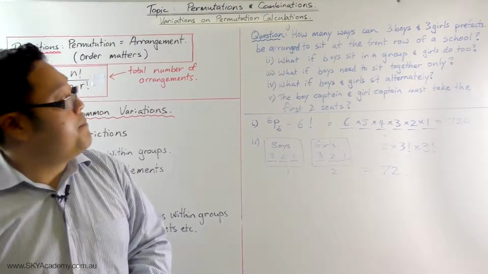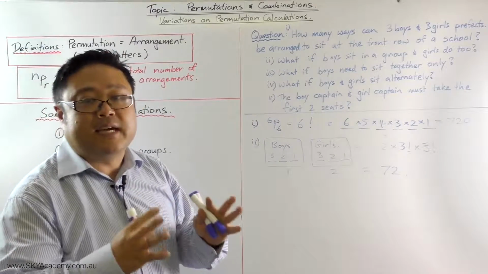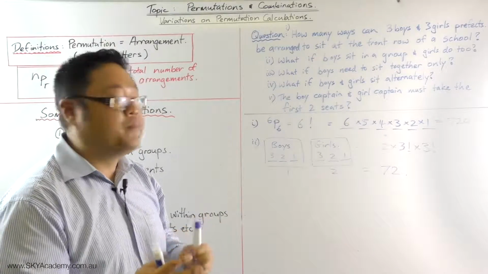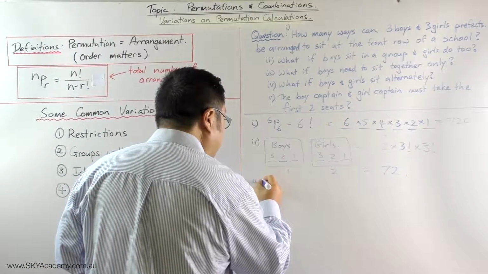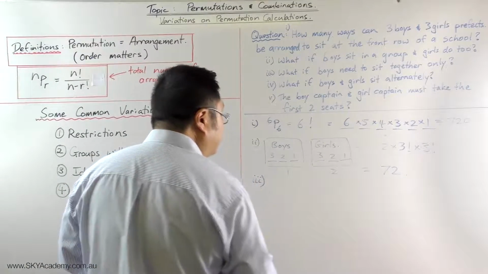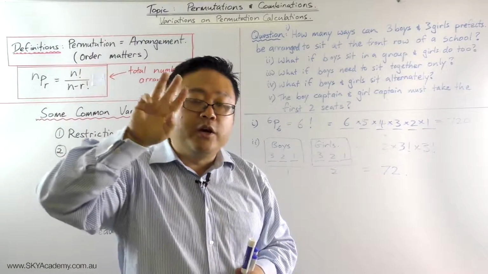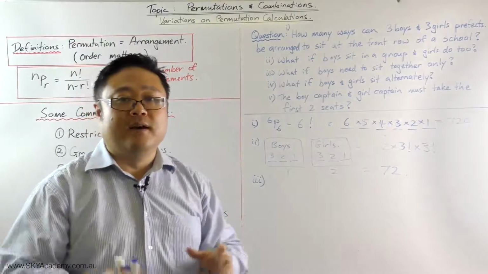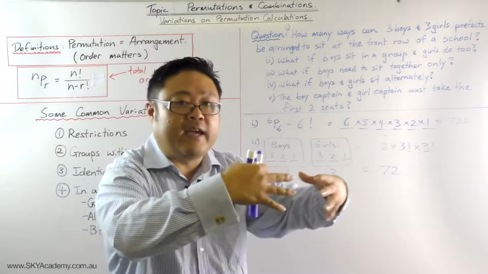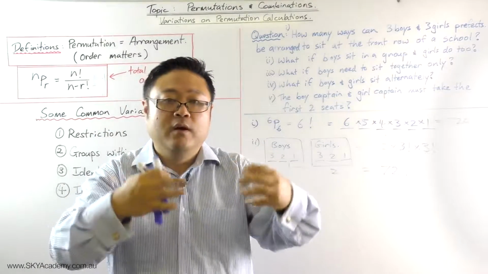Well, let's have a look at part 3 now. What if the boys need to sit together as a group only? All right. Well, this is how we do it, okay? So basically we have 3 girls and we treat the group of boys that constantly have to move together as one element, right? So as one group.